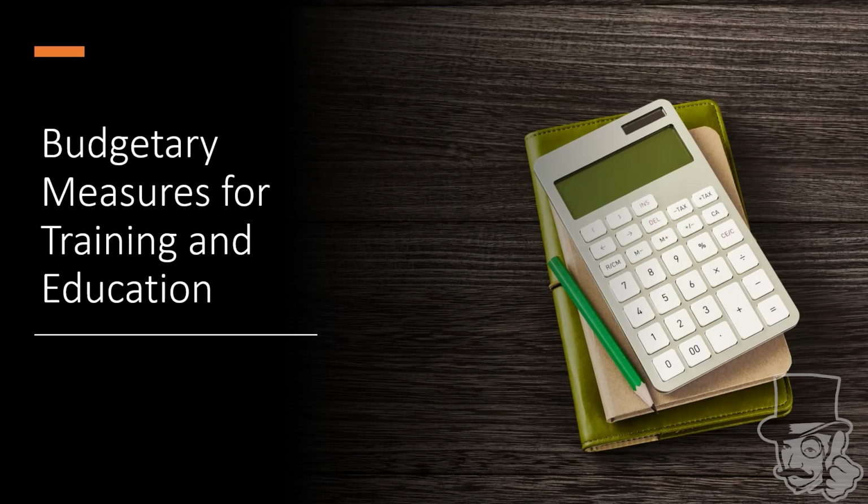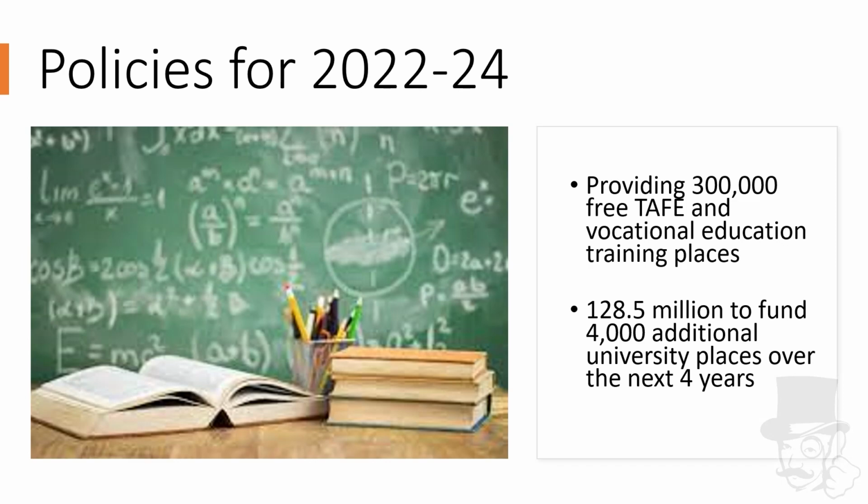Now let's look at some measures they introduced in the last couple of years to try and boost training and education, or improve our labour resource. My 2 favourites to choose from is providing 300,000 free TAFE and vocational education training places. If you make it free, more people are willing to take it up. If more people take it up, there's more skilled workers available for businesses to use in the production process. And if there's more labour relative to demand, we should ease wage pressures, reduce cost of production, therefore increasing AOS.